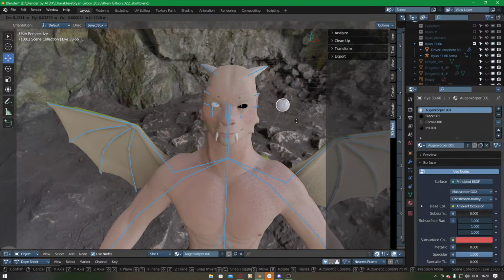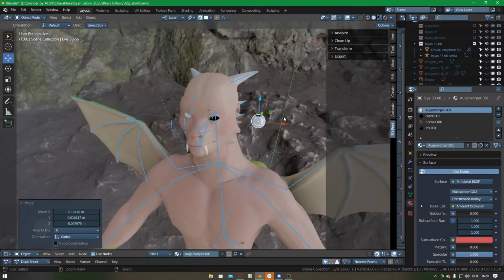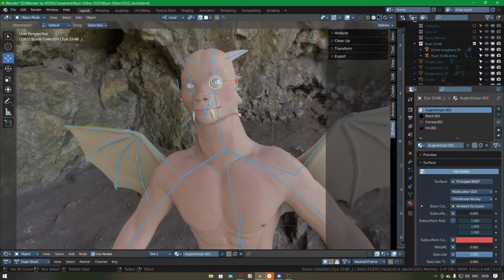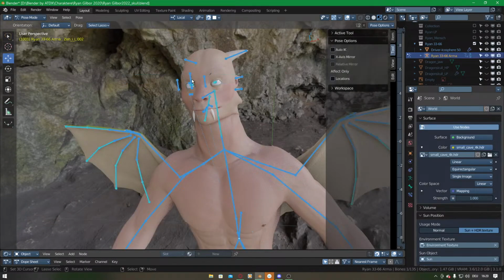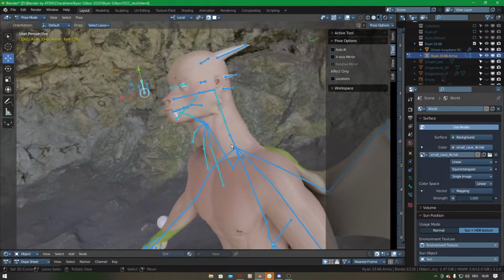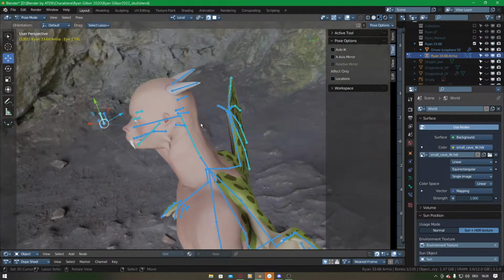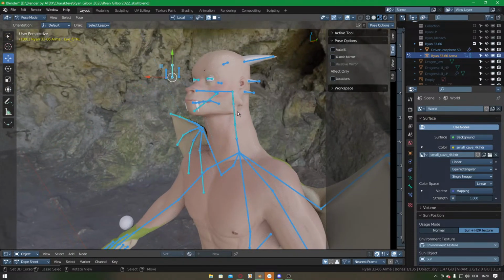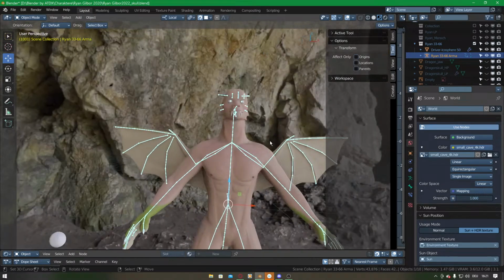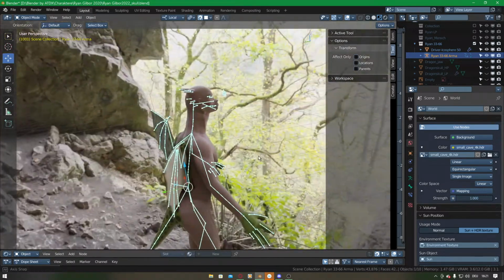I wonder what's going on. Oh, what? Alright, something happened to the eyes, which I need to resolve later. But yeah, this is Eevee.